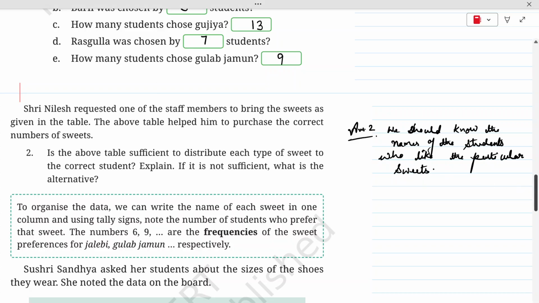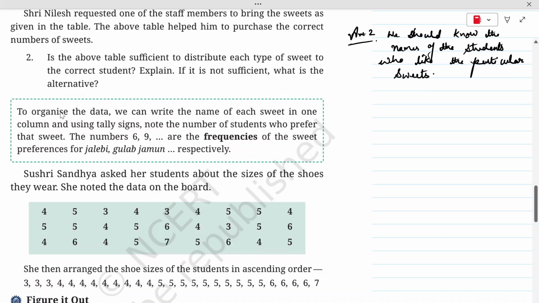Now, next is to organize the data. We can write the name of each sweet in one column, and using tally signs note the number of students who prefer that sweet. Okay, this is what we have done. Now, the numbers 6, 9 are the frequencies of the sweet preferences for jalebi and gulab jamun respectively.